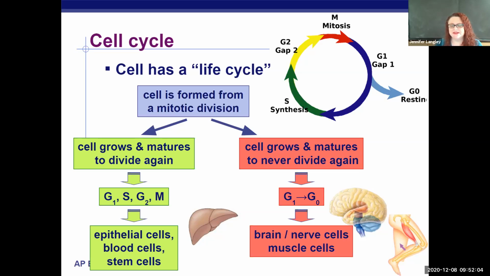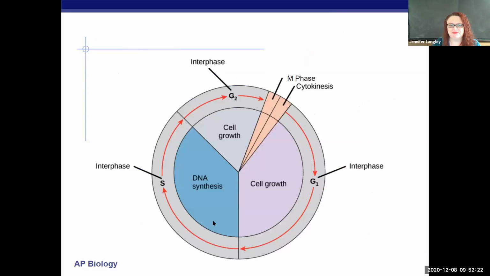Okay, now we have some cells that are super special, and this would be our liver. Liver cells can actually be resting, meaning not dividing, and then go back to dividing again. So they don't divide continually like our skin cells do, but they do divide when we need them.